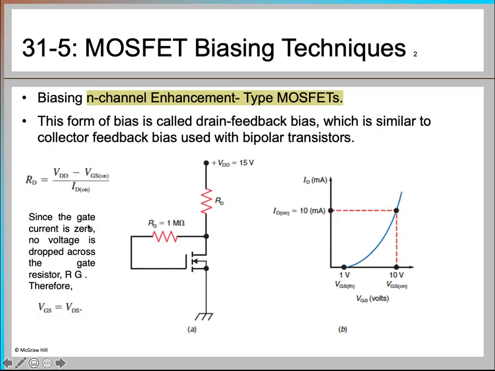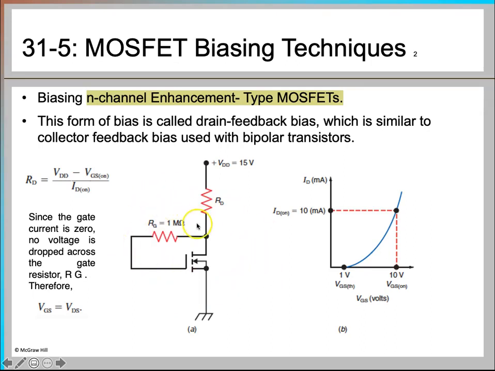Next we have the enhancement type MOSFET, which cannot be biased using the zero bias technique, because in this case the gate-source voltage must exceed the VGS threshold voltage. Only then will it be able to produce drain current. Below that, there will be no drain current. Because of this, zero bias, self bias, or current source bias cannot be used with enhancement type MOSFETs. The circuit you see here shows the drain feedback bias, which is similar to collector feedback bias used with bipolar transistors.